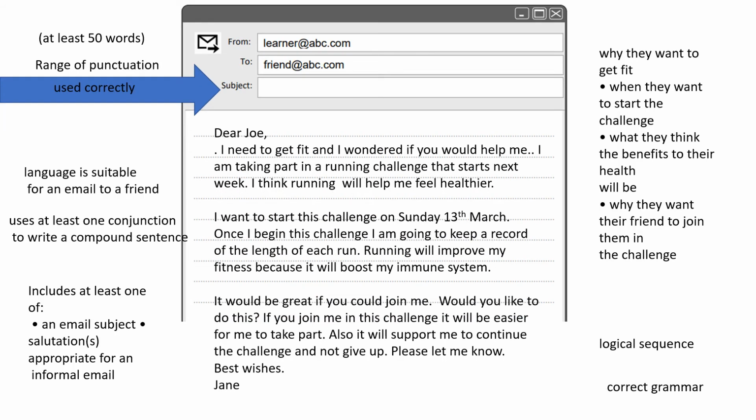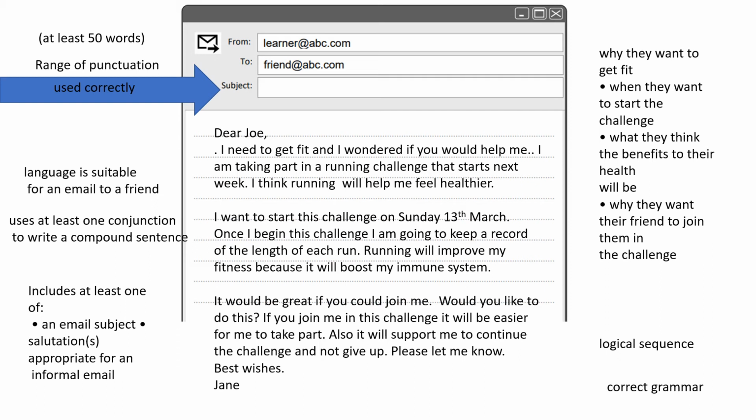So at this stage of the video, I want to show you what the examiner will be looking at. So around the outside of that response, I've written what the examiners are looking for. So at functional skills, entry level 3, the examiner is looking for at least 50 words. You can write more than that, but don't write less. So at least 50 words.